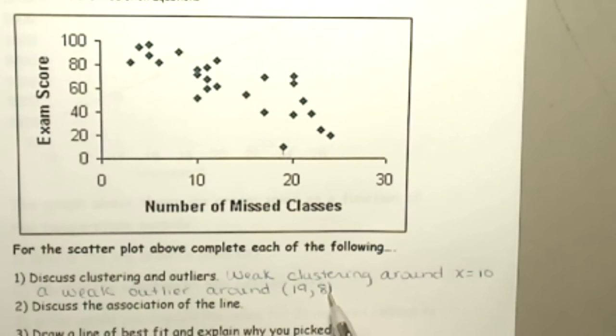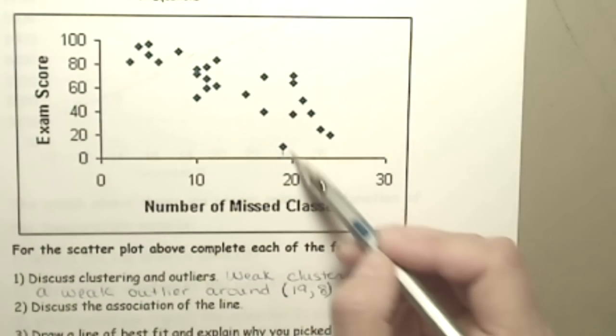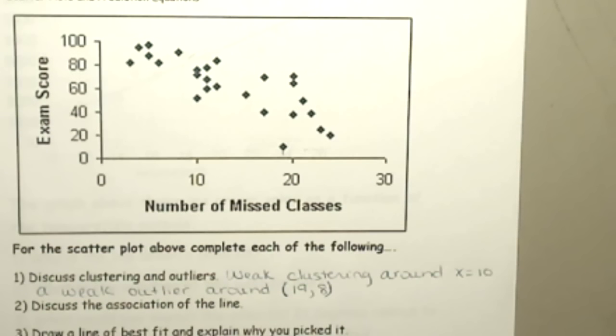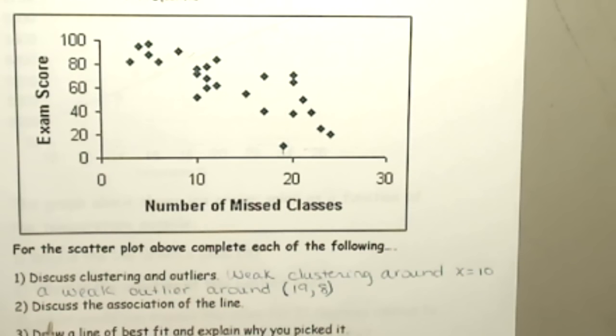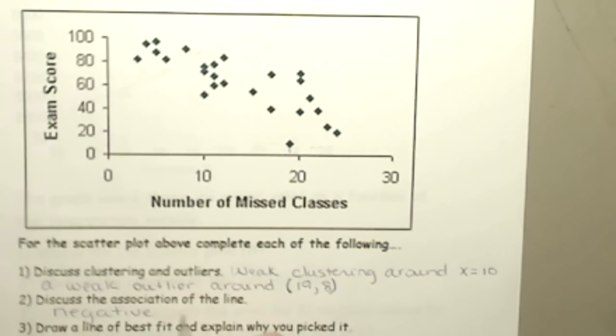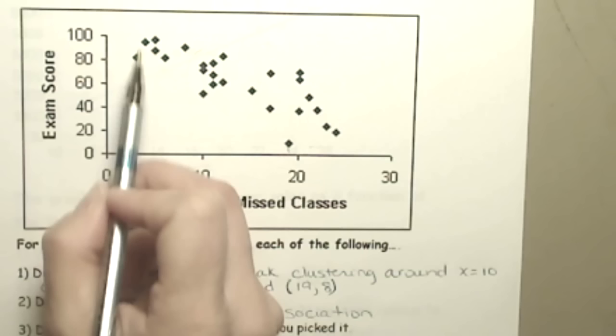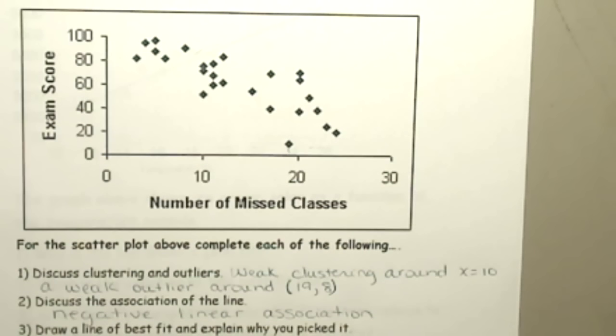You can also maybe circle it or highlight it. I just don't want to do that right now. Like if I were taking a quiz, I would circle this and write clustering. I would circle this and write outlier. But we're getting ready to do a line of best fit on this, and so I don't want to mess up the graph too much yet. Association of the line: a negative linear association because the points continue to decrease over the course of the graph. And if it were to have a slope, it would be a negative slope.